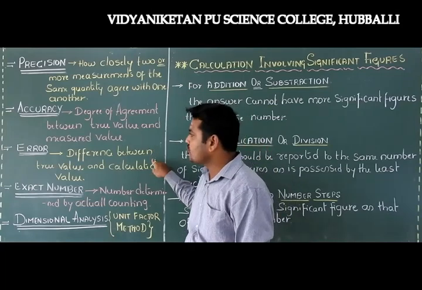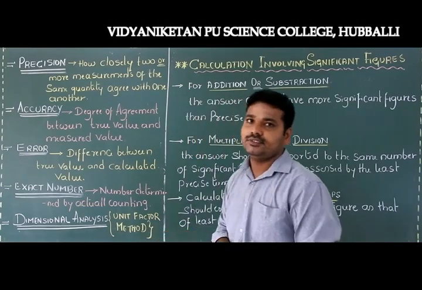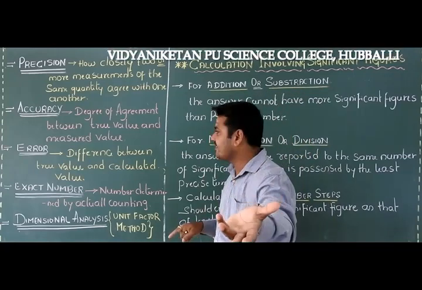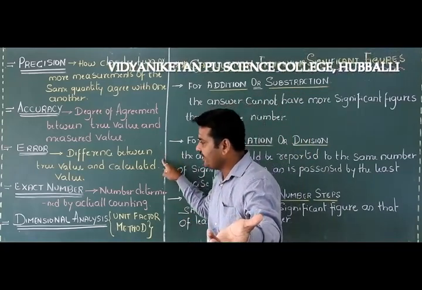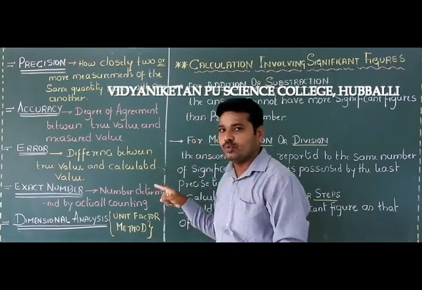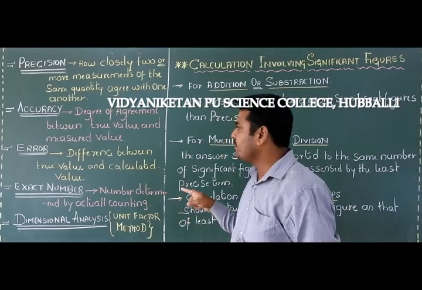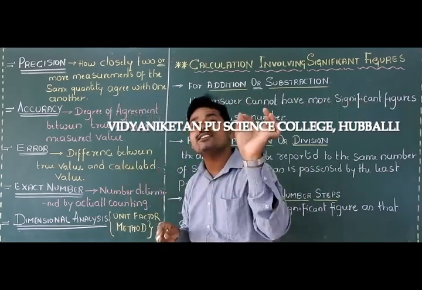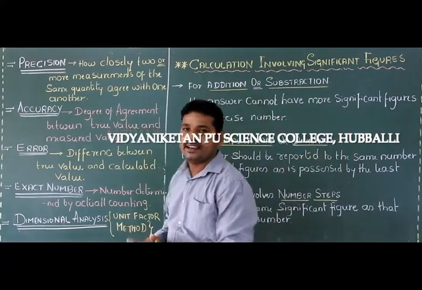Okay, and now coming to the third one, error. The third one is nothing but error. Error is nothing but the difference between the true value and the calculated value. The error is nothing but the difference between the theoretical value and the calculated value. That is regarding the error part.